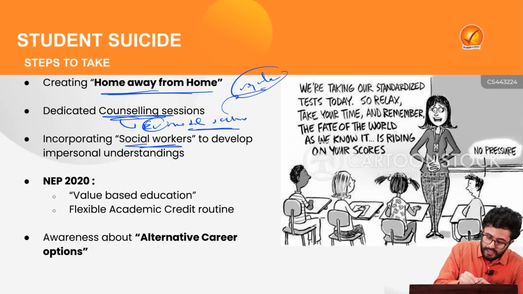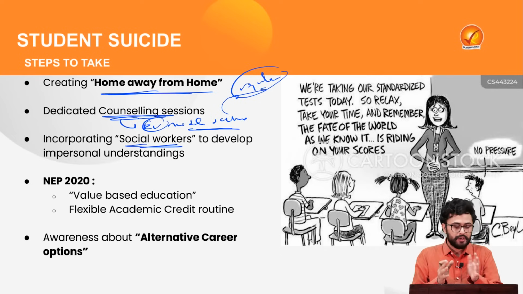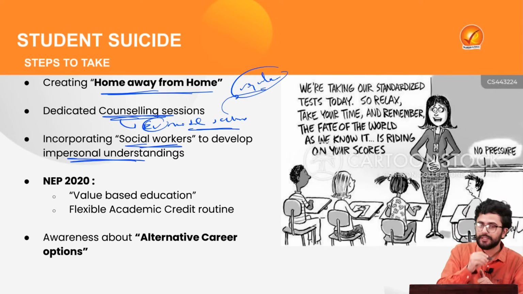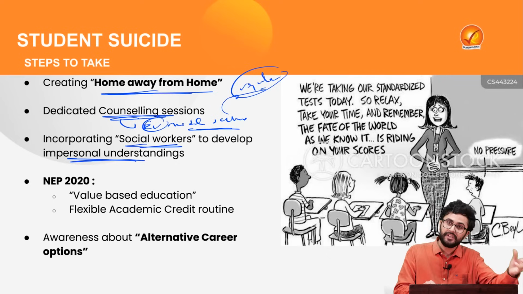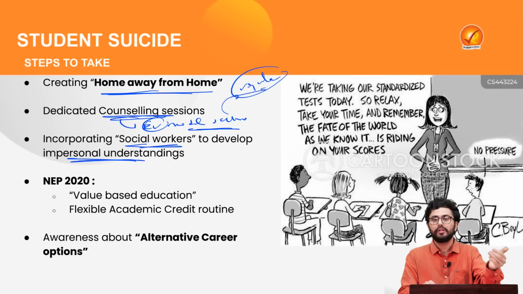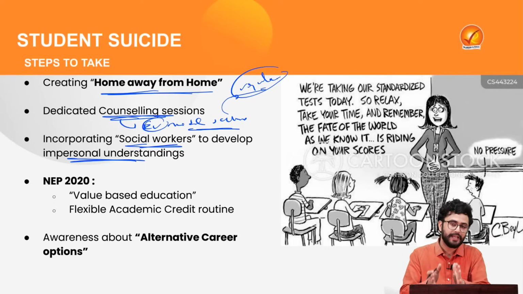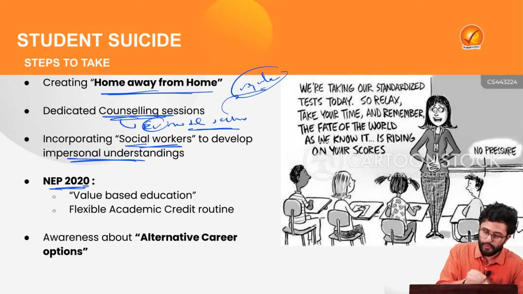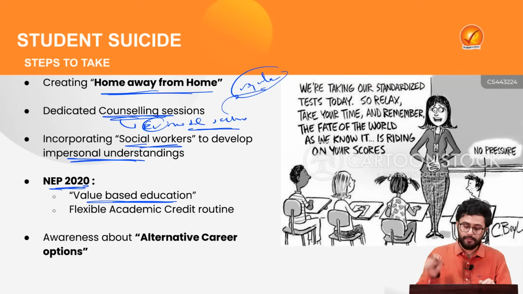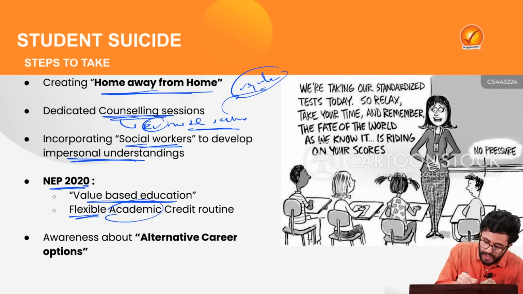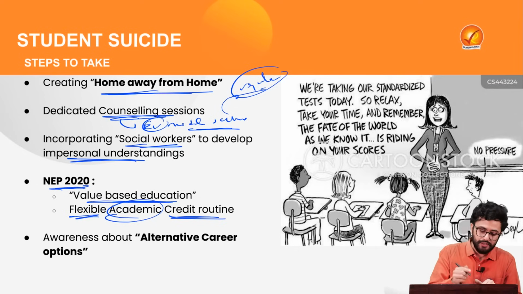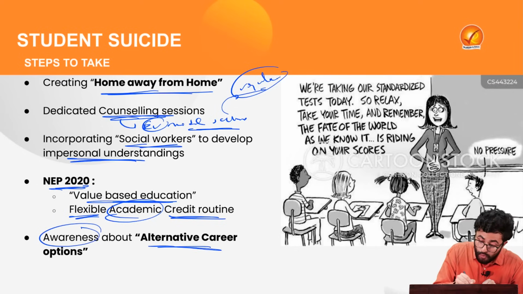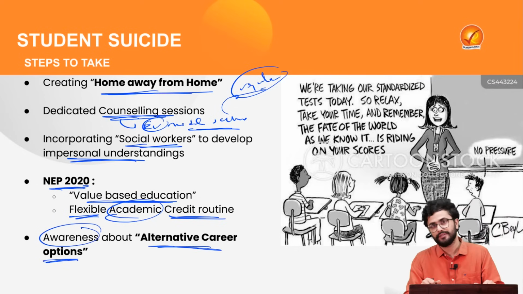Then obviously we shall need to incorporate the social workers to develop impersonal understanding among the students, to give them the larger viewpoint of the society which exists. And there shall also be incorporation of the guidelines of National Education Policy of 2020, which envisages a value-based education system as well as flexible academic credit routine. And then we shall need to create awareness about the alternative career options.